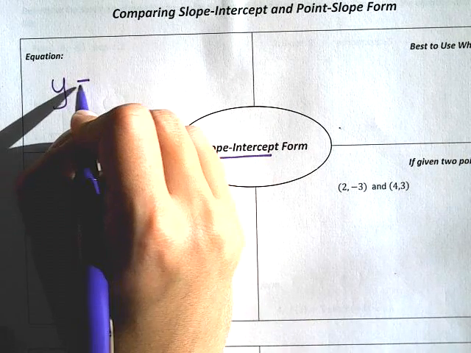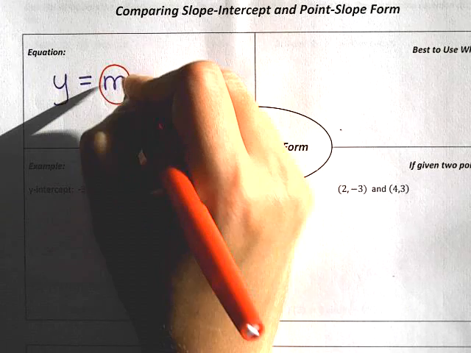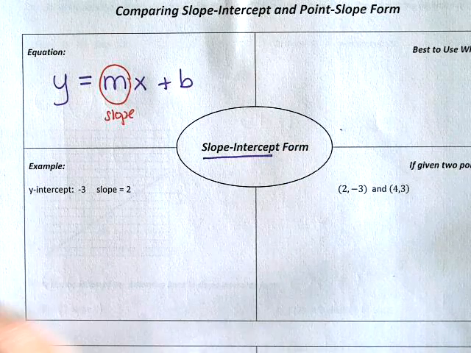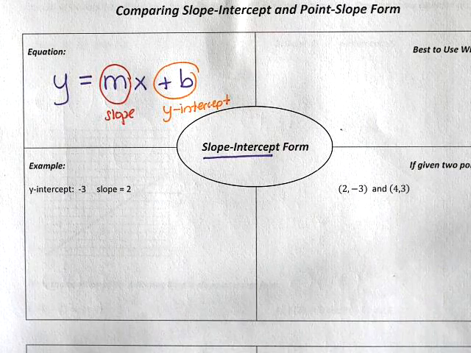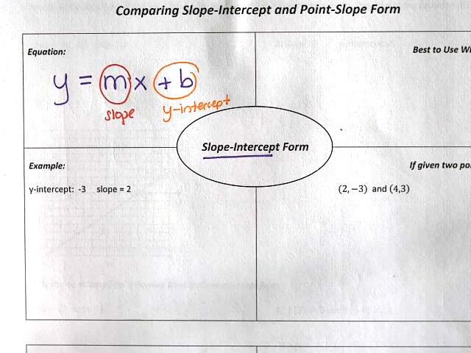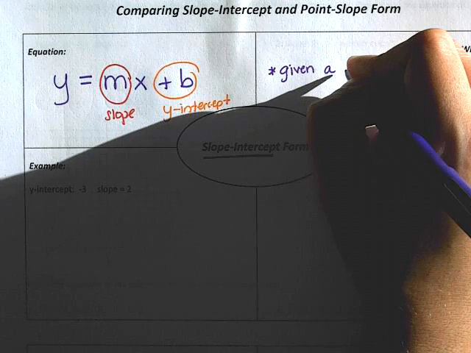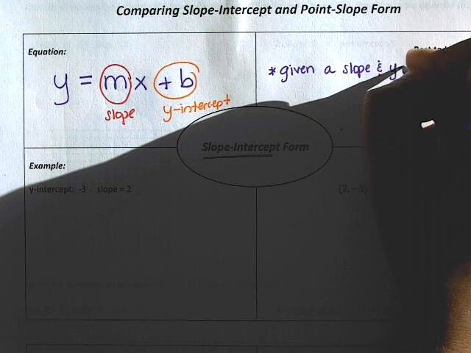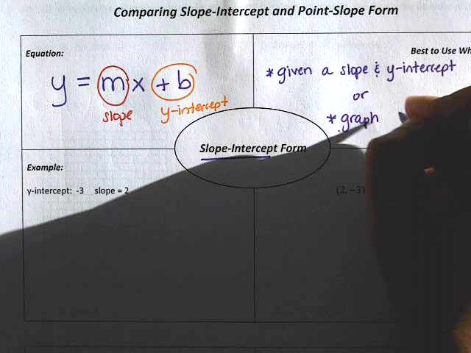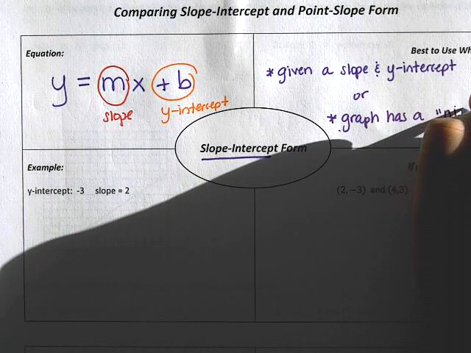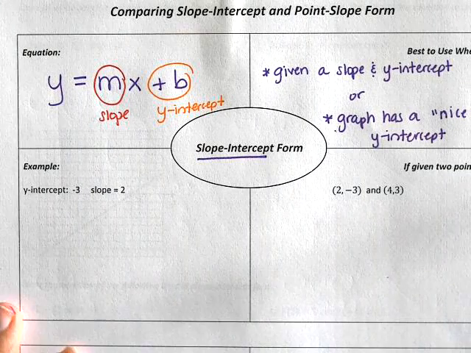Slope-intercept form was y equals mx plus b. And we called that slope-intercept form because the m stands for the slope and the b stands for the y-intercept. Now here's what we know. It is best to use slope-intercept form when you are given a slope and a y-intercept in the problem, or when the graph has a nice y-intercept. In other words, it crosses at a nice perfect number. It's not like halfway in between the 1 and the 2.